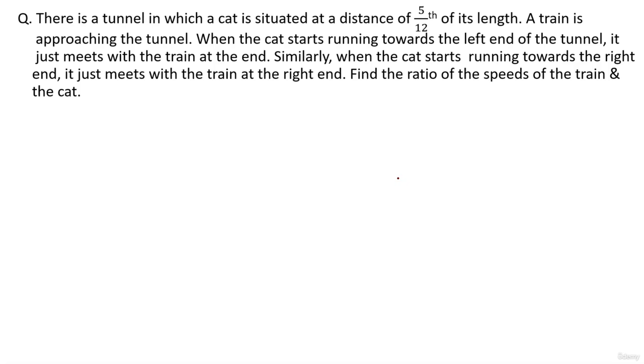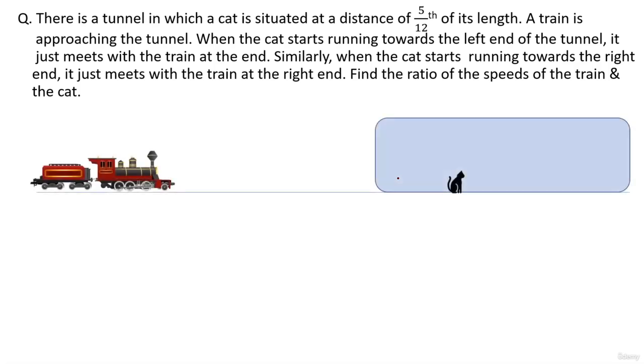Similarly, when the cat starts running towards the right end, it just meets the train at the right end. Find the ratio of the speeds of the train and the cat. Okay, so again, we'll just visualize everything with the help of animations.